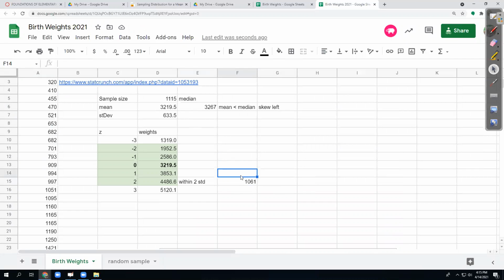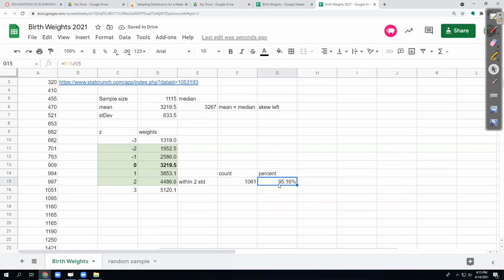Right, so this is just the count. I want to know what it is as a percent. So that means I'm just going to take my count and divide by the total to get a proportion, and then turn it into a percent. And hey, it looks like it's pretty close to 95%.